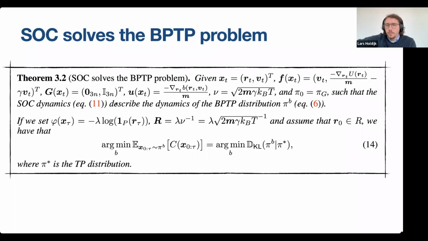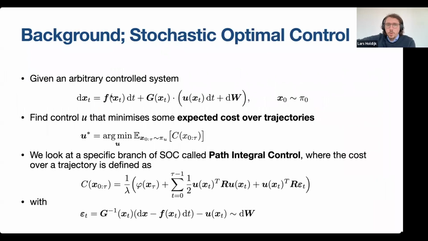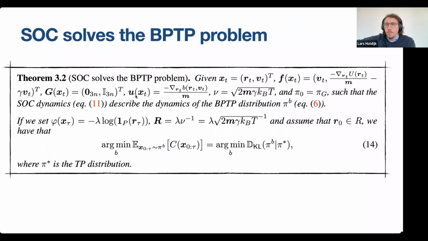So what this theorem shows is that if we use a method that solves the stochastic optimal control problem, the problem of finding the U that minimizes the expected cost over trajectories, then that U is also the bias potential that minimizes this KL divergence, if of course we define everything properly.